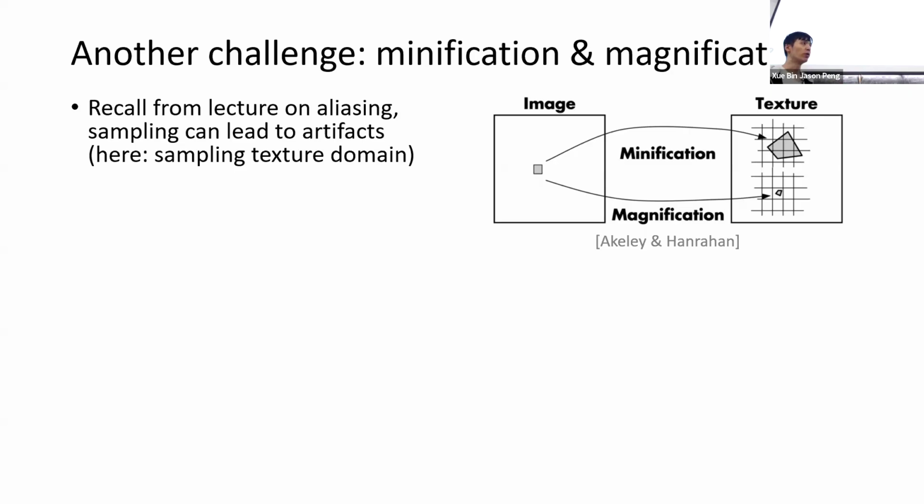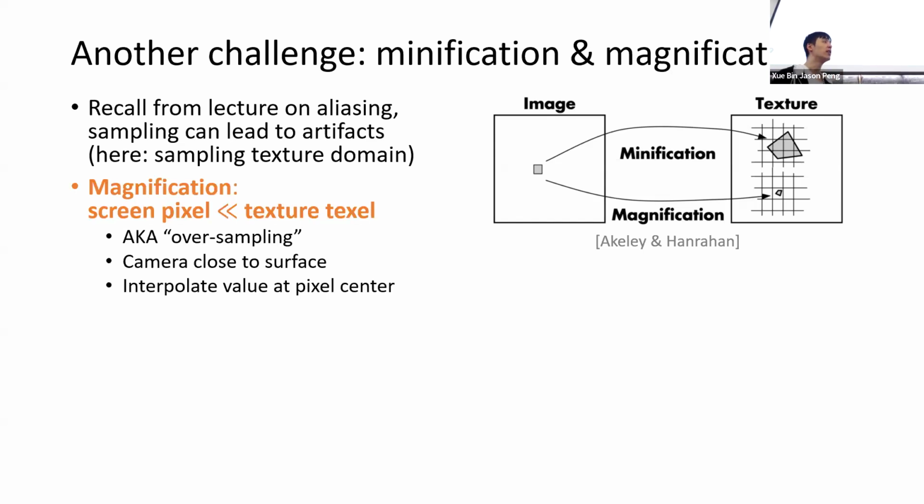So for every pixel that we draw on our image, we might have to sample from a texture in order to figure out the correct color that we should assign that particular pixel. But this sampling process from our texture can lead to some aliasing artifacts, depending on how far away an object is from the camera. So for example, one type of aliasing artifact that we can observe are magnification artifacts.